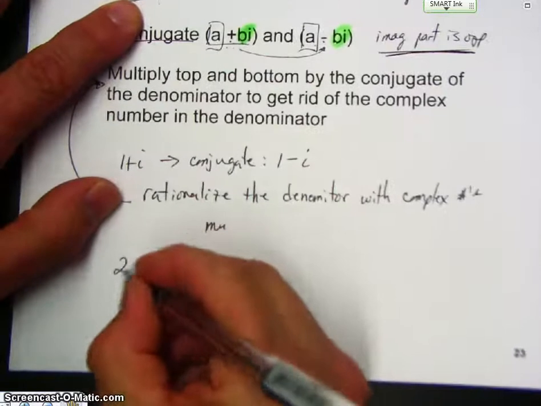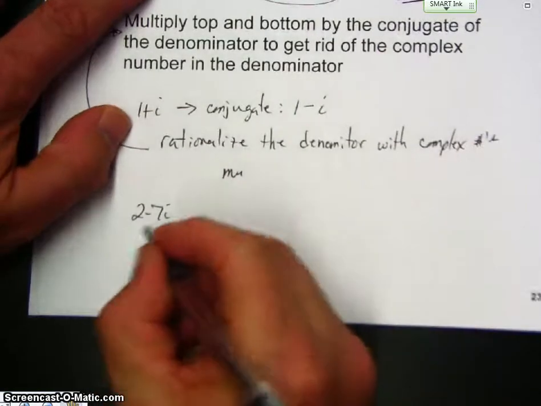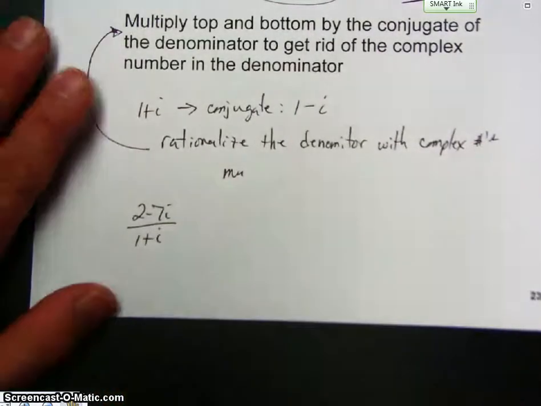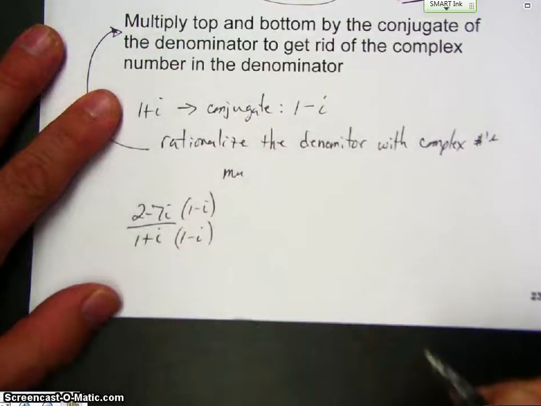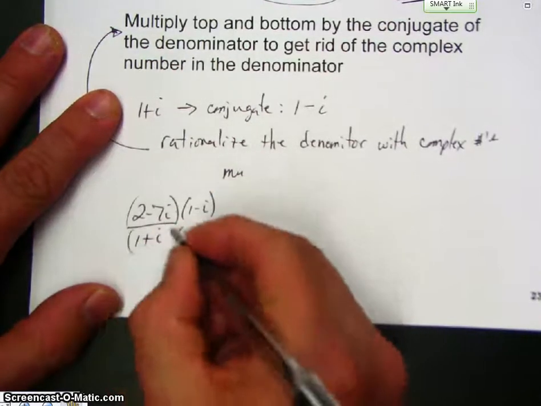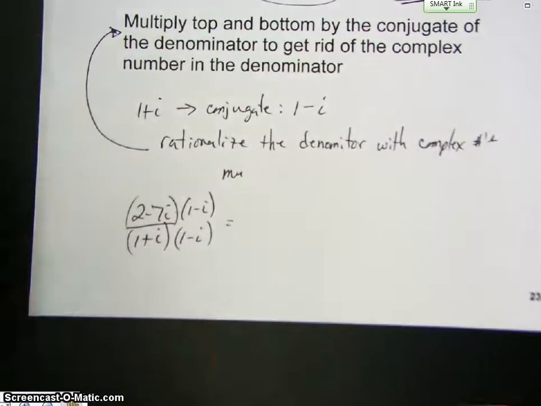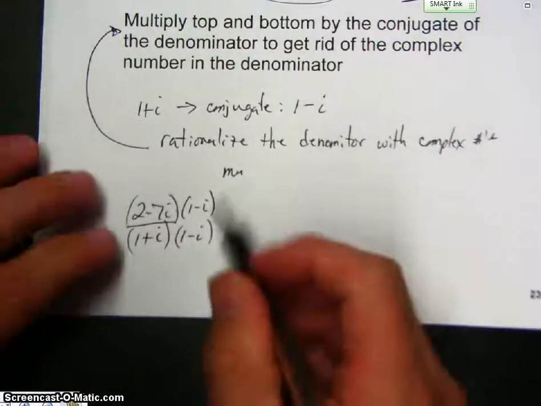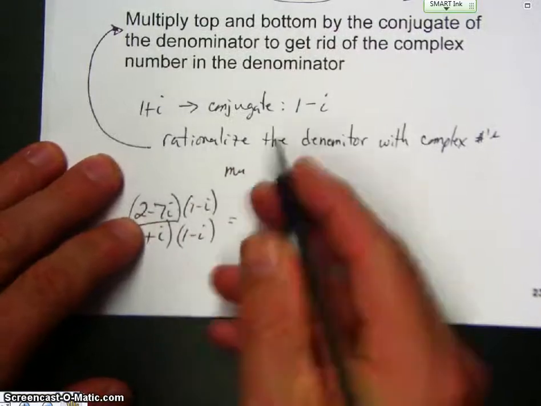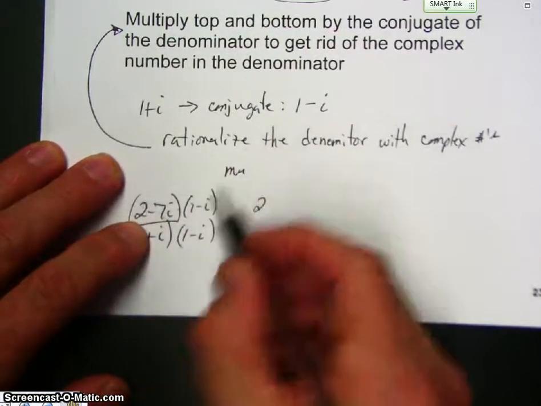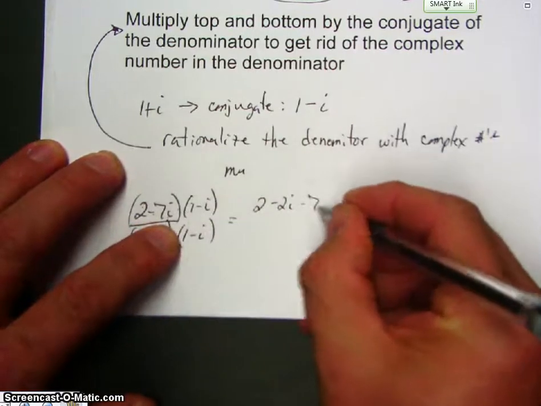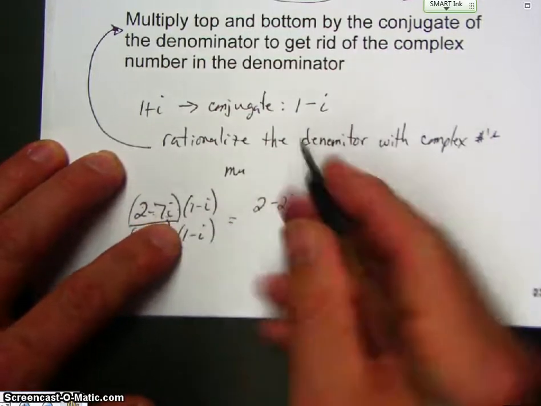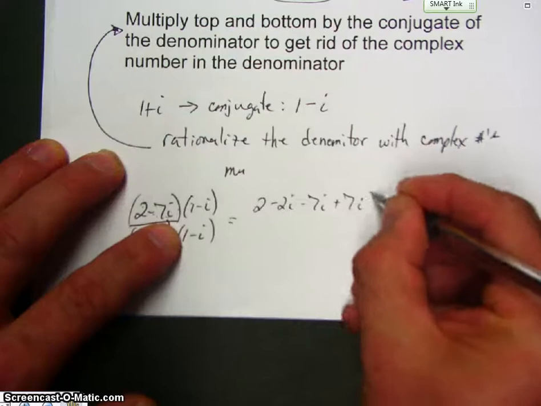So we have 2 minus 7i over 1 plus i. The conjugate is 1 minus i. So I must multiply the top and bottom by the same thing. Since I'm multiplying, put everything in parentheses. And just like in the last video, you're multiplying, so we have FOIL. You just do the top. 2 times 1 is 2. 2 times negative i is negative 2i. Negative 7i times 1 is negative 7i. And negative 7i times negative i is positive 7i squared.